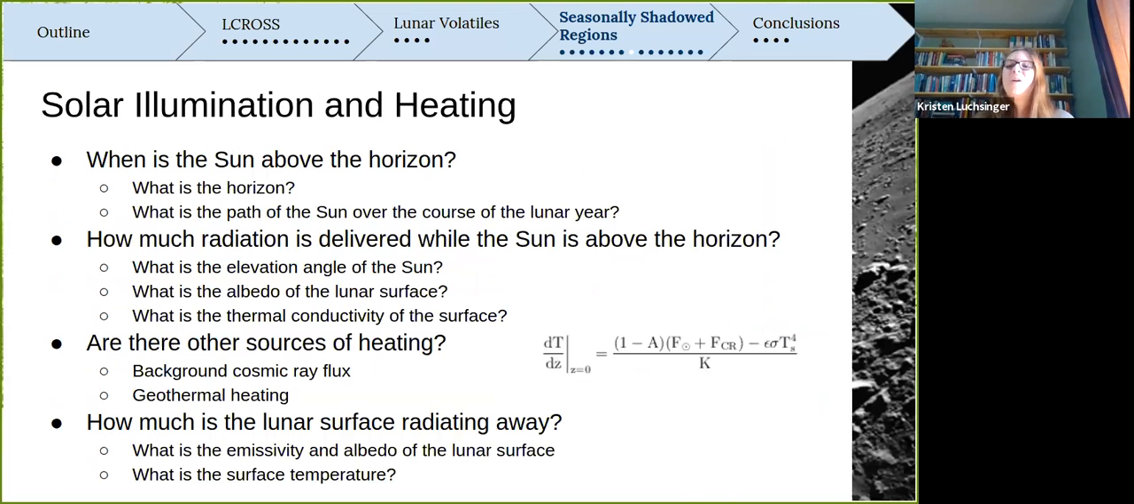The next step, once I have my input for how much water ice is landing, the next input is, well, what's the temperature? And so for that, I'm looking at when is the sun above the horizon, how much radiation is delivered, so how high in the sky is the sun, what are the properties of the lunar surface, any other sources of heating, the surface emissivity. And so that's just calculating the surface temperature at any given time.